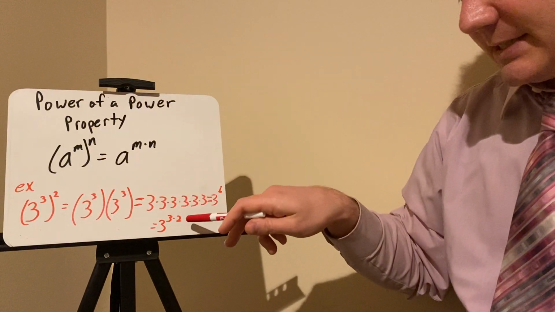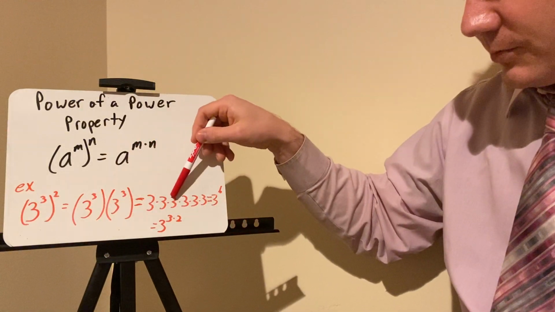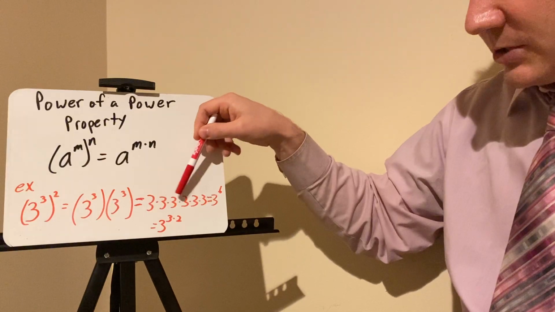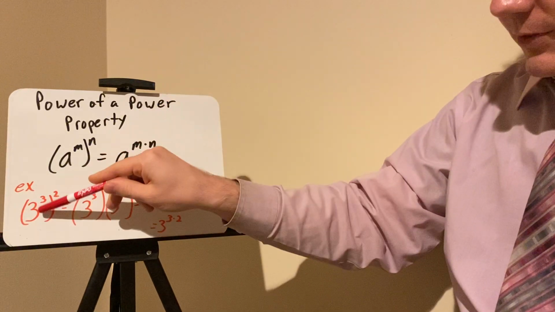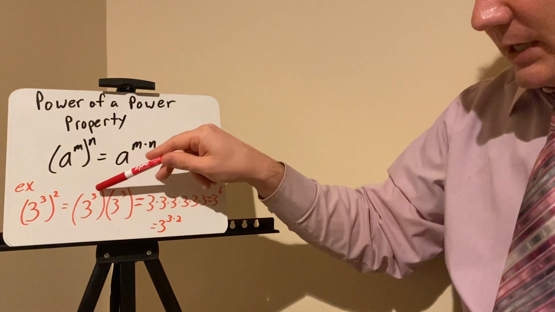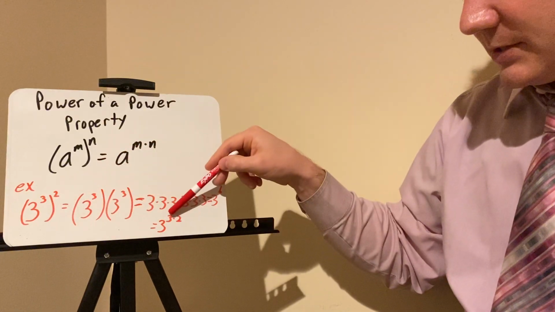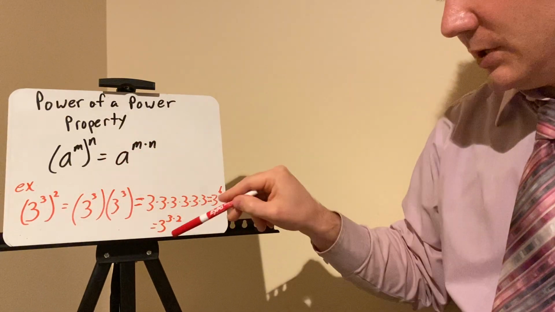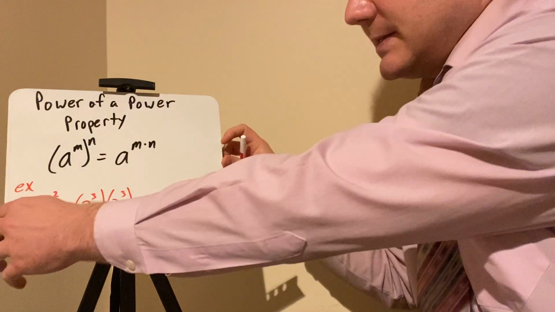In which case I could add the exponents together. 3 plus 3 is 6, but I could also write that out as 3 times 3 times 3, times 3 times 3 times 3, which is 3 to the 6th. So again, 3 to the third squared is the same as 3 to the third times 3 to the third, in which case I would add the exponents together, which you could also write as 3 times 2. So 3 to the 3 times 2 would be 3 to the 6th.